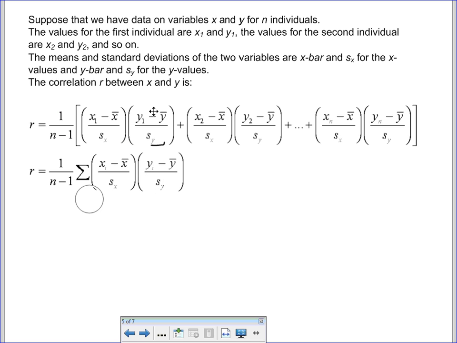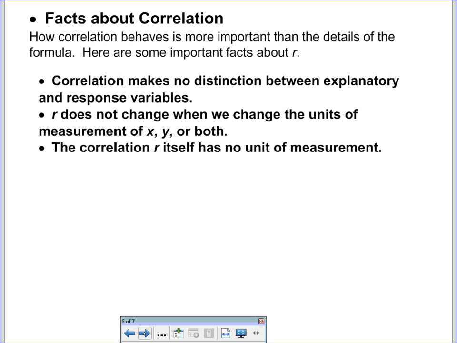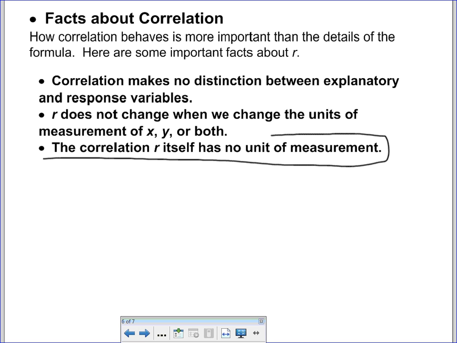So the first big takeaway is that the correlation coefficient has no unit of measurement. There's no units on it. It's just a number.